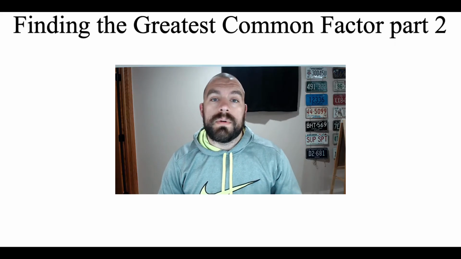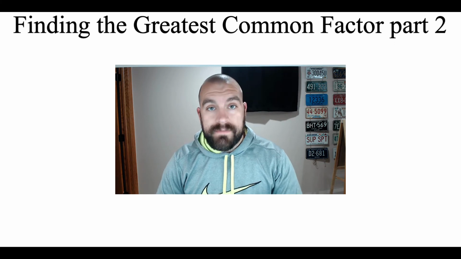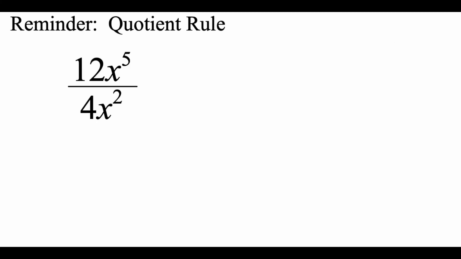In this video, we're going to be looking at finding the greatest common factor. Now, before we get into actually factoring out our problems, I want to remind you about the quotient rule for exponents. So we've got a division problem happening here. We have 12x to the fifth being divided by 4x squared.